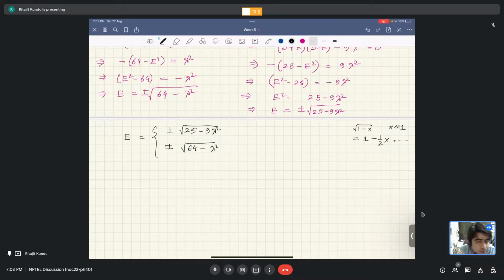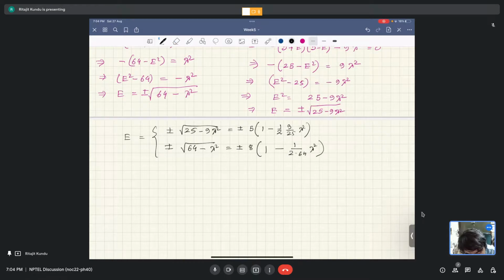Okay. So I'll just expand up to first order. So now this thing becomes plus minus 5 times (1 minus half 9 by 25 lambda square), and in the second case it becomes plus minus 8 times (1 minus 1 by 2 times 64 lambda square). So let us just simplify this just one step.